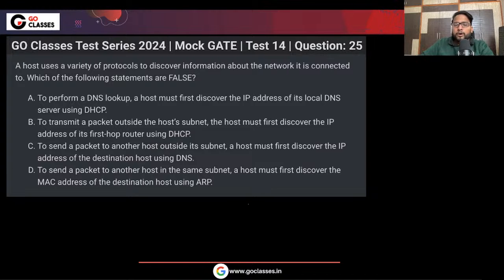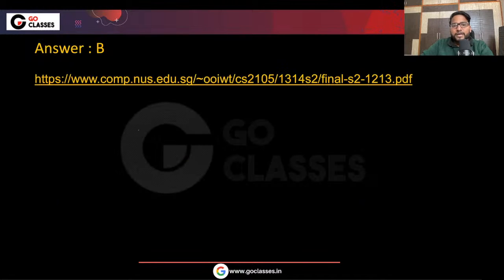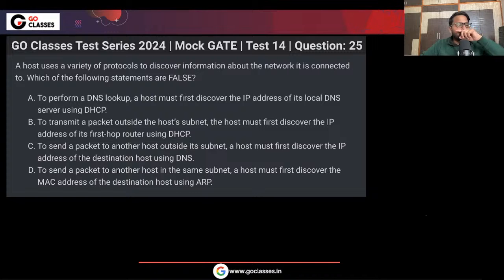Okay. So what about this question? How many of you did it? This question I have taken from NUS University. It is really a good question, a nice question. I mean, you should be able to solve it. Otherwise, that's okay. See, they are asking about the false statement, right?